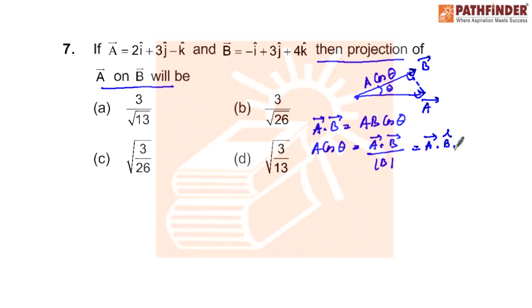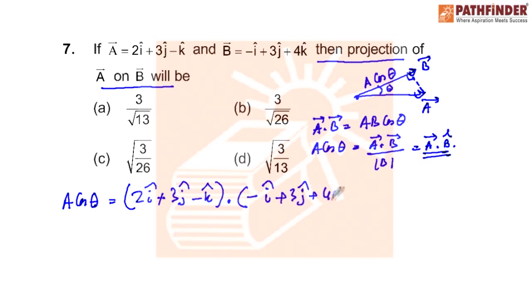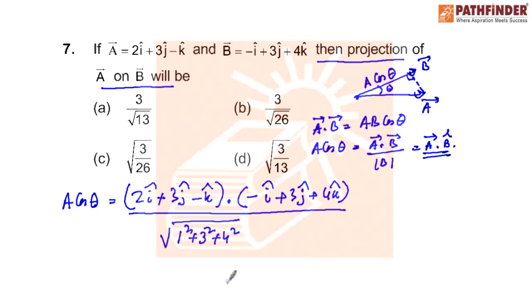So there are many formats in which this can be expressed. So you should know that this is again a very important format. So here we have to calculate a cos theta and then a dot b. So it is 2i plus 3j minus k dot minus i plus 3j plus 4k, divided by the mod value of b. So that is root over 1 square plus 3 square plus 4 square. Now if you calculate this, the dot product of a and b is minus 2 plus 9 minus 4, so that will give you 3, and the magnitude of b will give you root over 26. So the value here is 3 by root over 26. So that is the correct option.